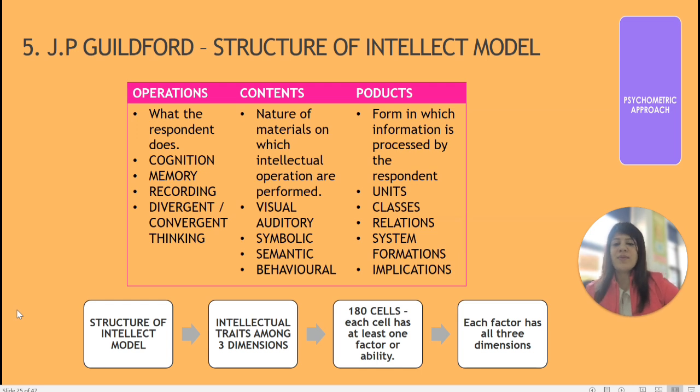So it's got operations, which means things like cognition, memory, recording, divergent thinking, convergent thinking. It has contents such as visual, auditory, symbolic, semantic, behavioral, and it has products like units, classes, systems, transformations, implications. So let's just take an example because it seems complicated, doesn't it? So let's take the example of you sitting in your psychology class.